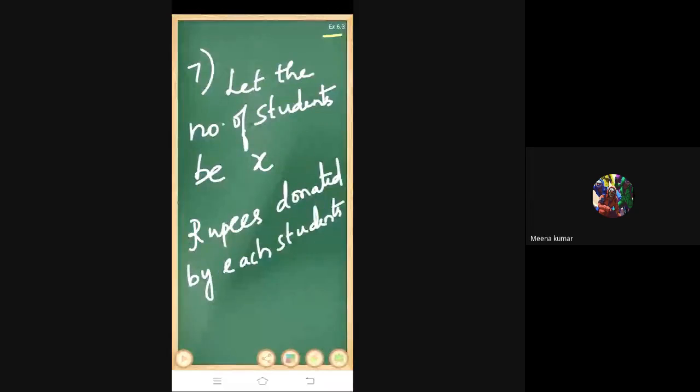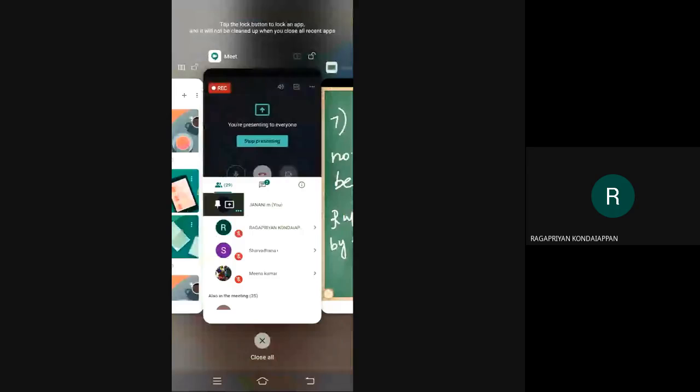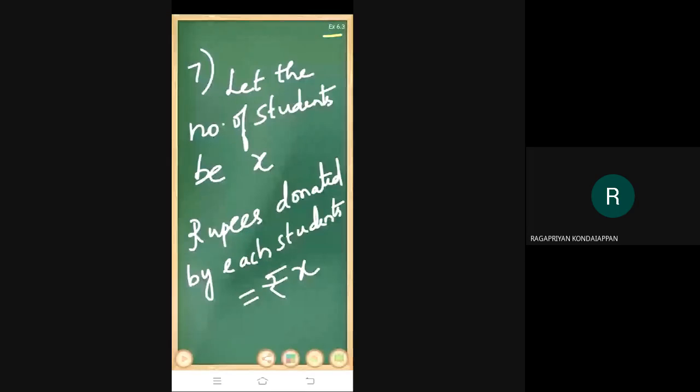Rupees donated by each student is equal to rupees x. Children, if there are 40 students, then each student will give 40 rupees. If there are 30 students, then each student will give 30 rupees, because each student donated as many rupees as the number of students in the class. Suppose there are 10 students, then each student will give 10 rupees. Then 10 tens are how much? 100, like that. Okay. Is it okay?